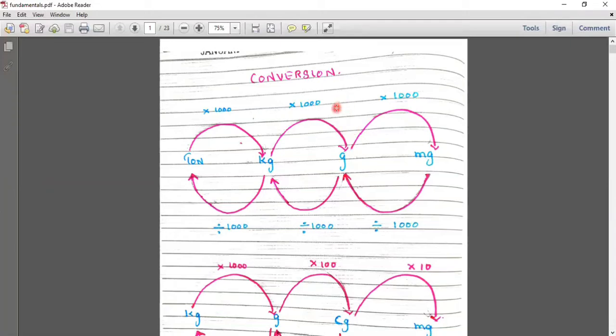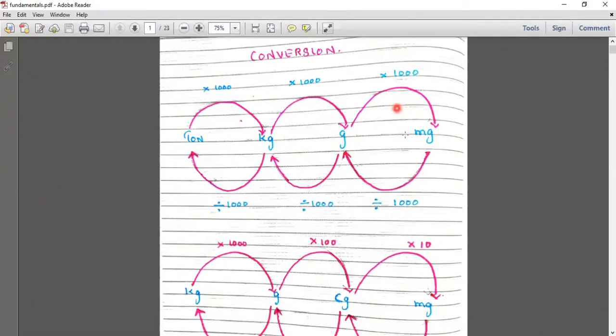Dear students, in this session we are going to see chemistry conversions, mainly from ton to kg, kg to gram, and gram to milligram. Ton to kg is multiplied by 1000, kg to gram is multiplied by 1000, and gram to milligram is multiplied by 1000. In reverse, milligram to gram is divided by 1000, gram to kg is divided by 1000, and kg to ton is divided by 1000.